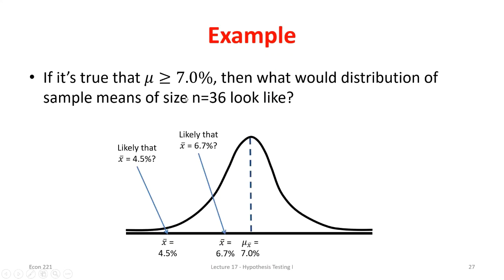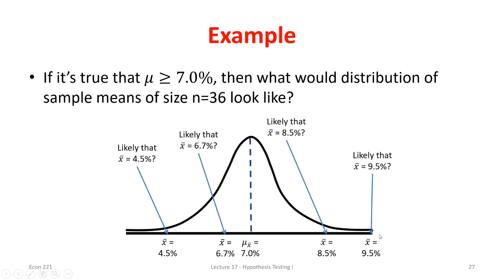It's inconsistent with my null hypothesis, right? My null is that it's greater than or equal to 7. So it would be inconsistent, but not very unlikely for me to see that as a sample mean if, in fact, the true mean was 7%.